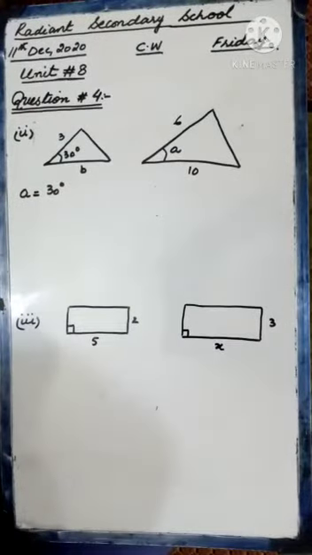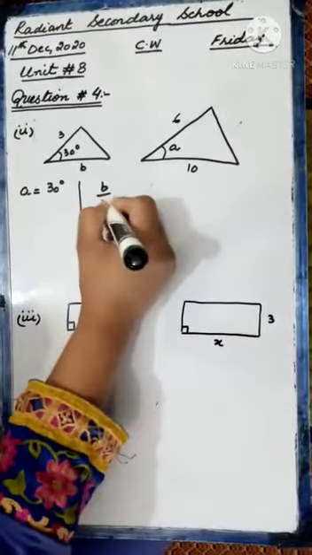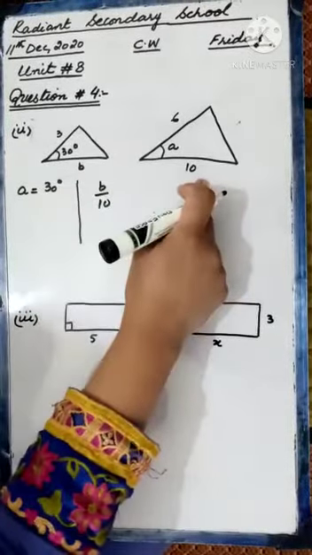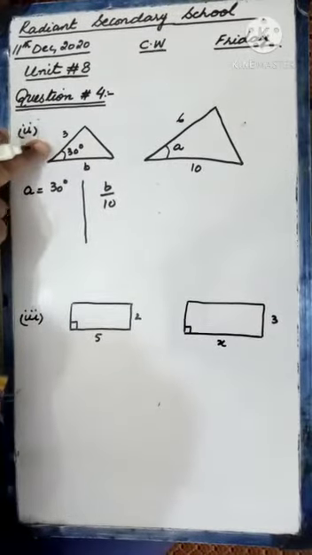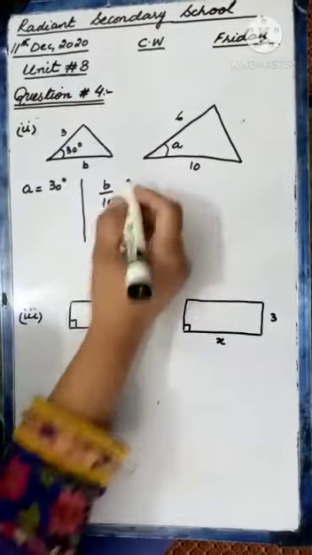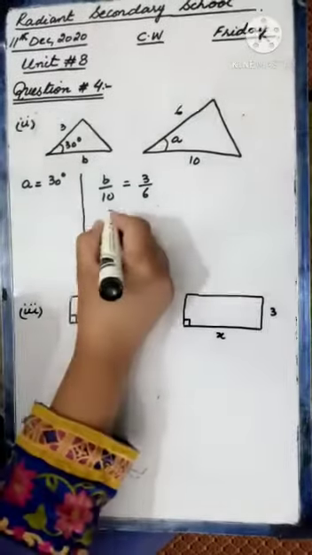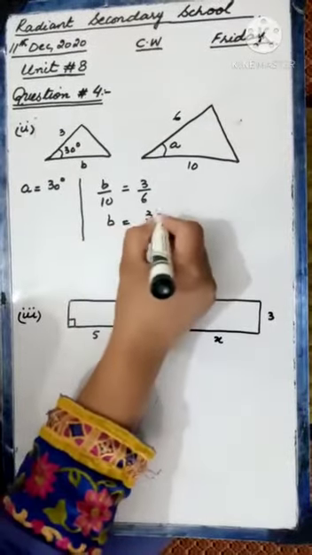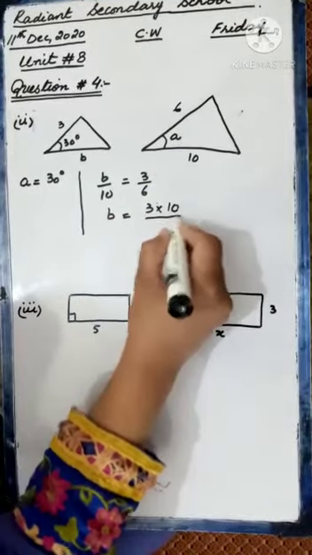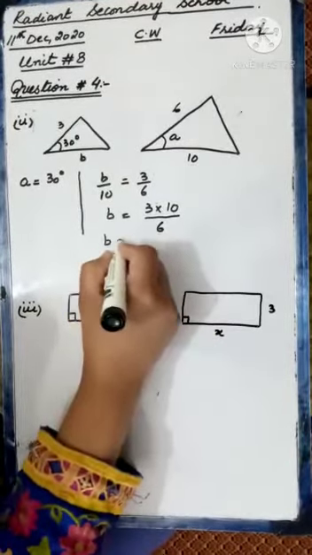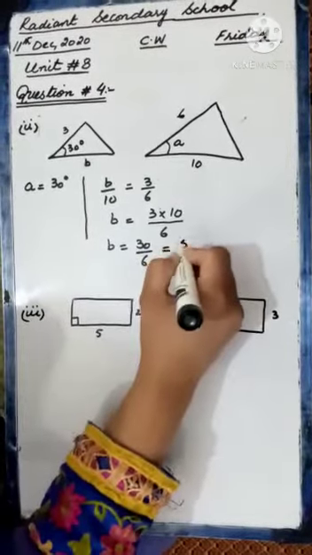How will you find the value of B? With the corresponding sides: B ratio 10, where the corresponding side of B is 10, and the known values 3 and 6. These are the corresponding sides, 3 and this 6. So it will be equal to 3 ratio 6. Now the value of B will be 3 multiplied by 10, as 10 is dividing here, so on the other side it will be multiplied by 6. B will be equal to 30 by 6, which is equal to 5.